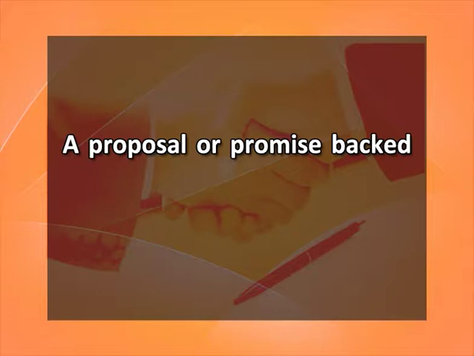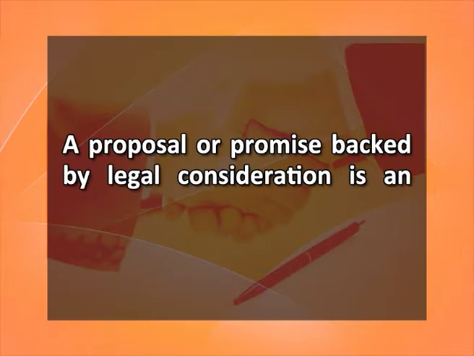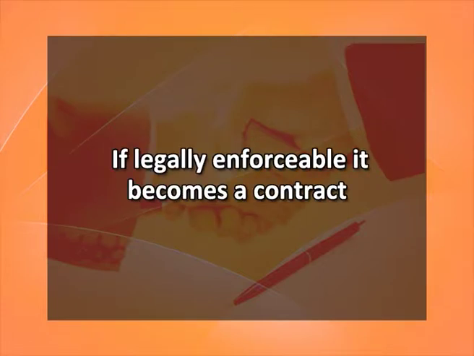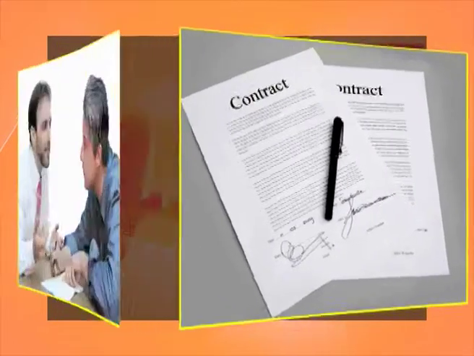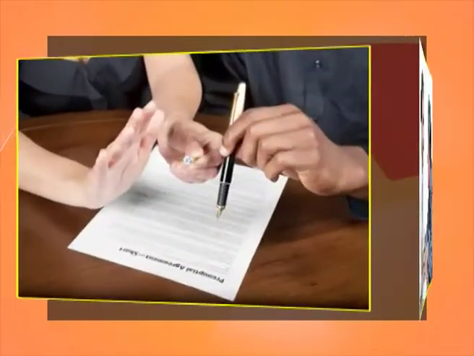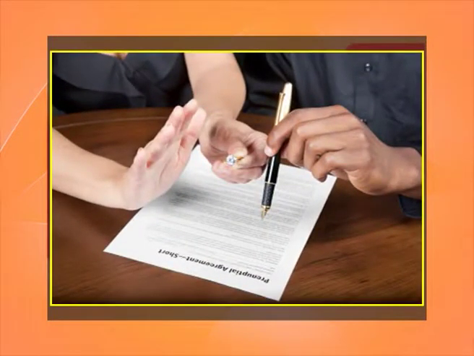A proposal or promise backed by legal consideration is an agreement. If legally enforceable, it becomes a contract. The starting point of this chain is a proposal or promise. For the formation of a contract, there must be at least two persons: a person to make the proposal and the other person to accept it.